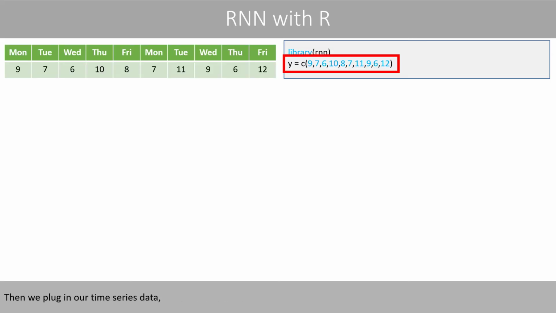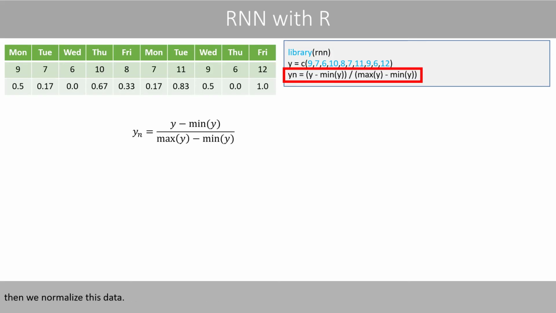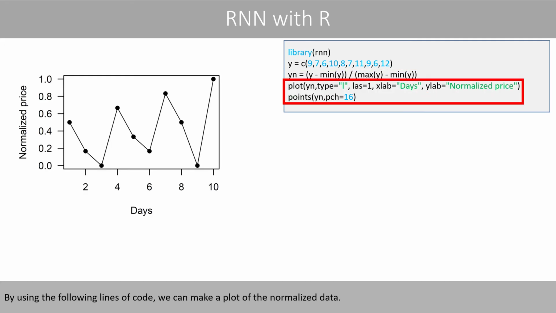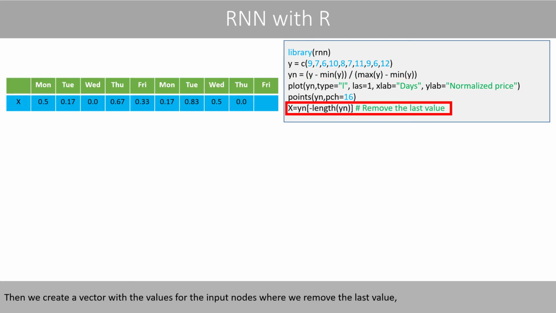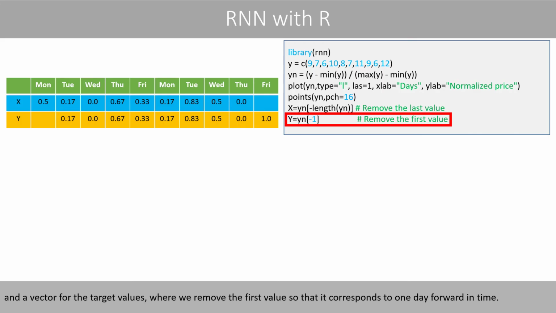Then we plug in our time series data. Then we normalize this data. By using the following lines of codes, we can make a plot of the normalized data. Then we create a vector with the values for the input nodes, where we remove the last value, and a vector for the target values, where we remove the first value so that it corresponds to 1 day forward in time.